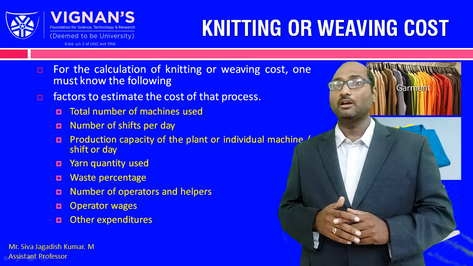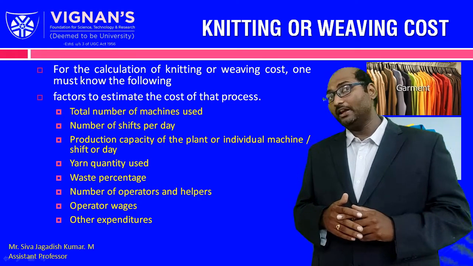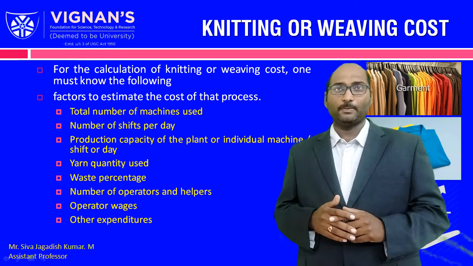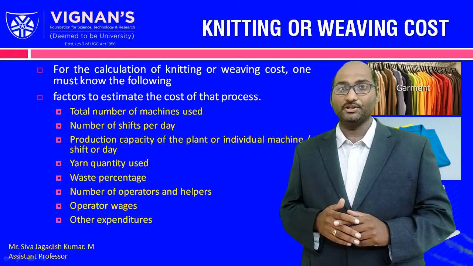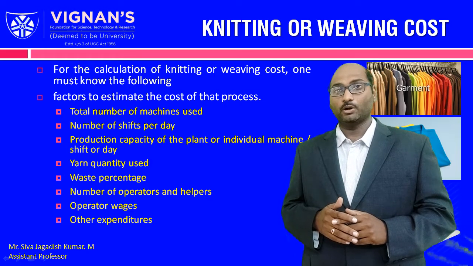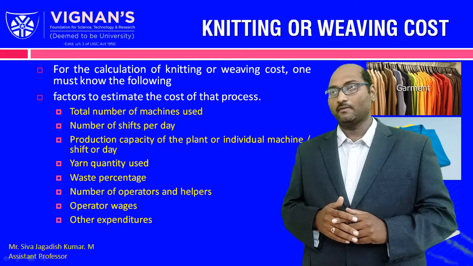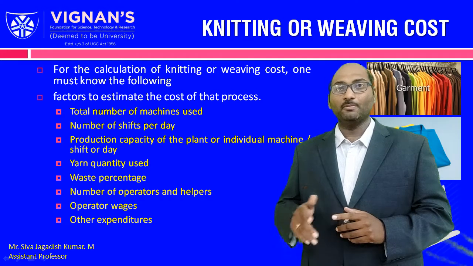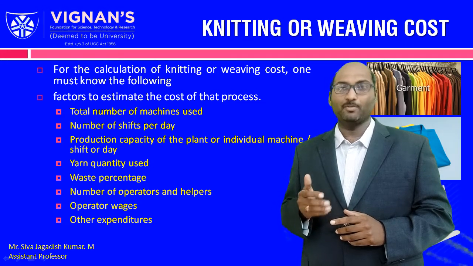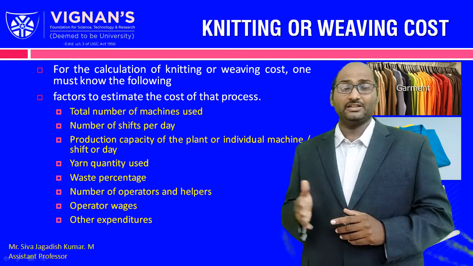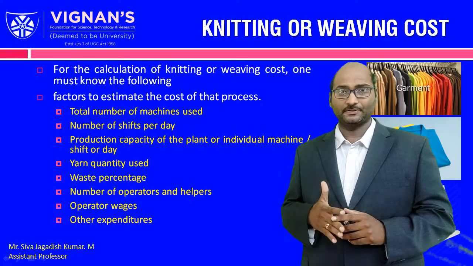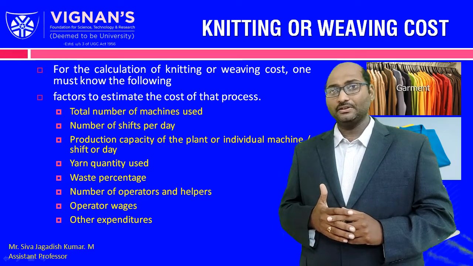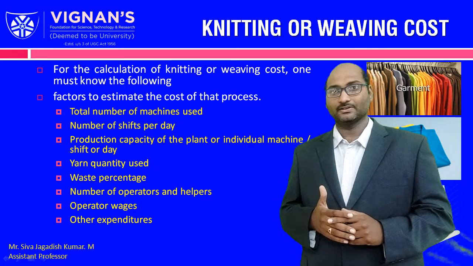All these things matter. Similarly, the production capacity of the plant on an individual machine basis. Say our production capacity is 500 kg per day, so we should have a minimum of 200 kg as a minimum order quantity. Why? Because at least it should run for a couple of shifts. So order quantities are dependent upon the production capacities.